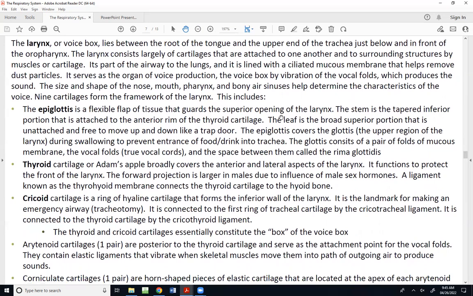Once again, the larynx, which we commonly call our voice box, lies between the root of the tongue and the upper end of the trachea, just below and in front of the oropharynx. It consists largely of cartilages attached to one another and to surrounding structures by muscles or even more cartilage. It is part of the airway to the lungs and is lined with a ciliated mucous membrane that helps remove dust particles. The reason we call it the voice box is that it is the organ of voice production, by way of vibration of the vocal folds, producing the sound.